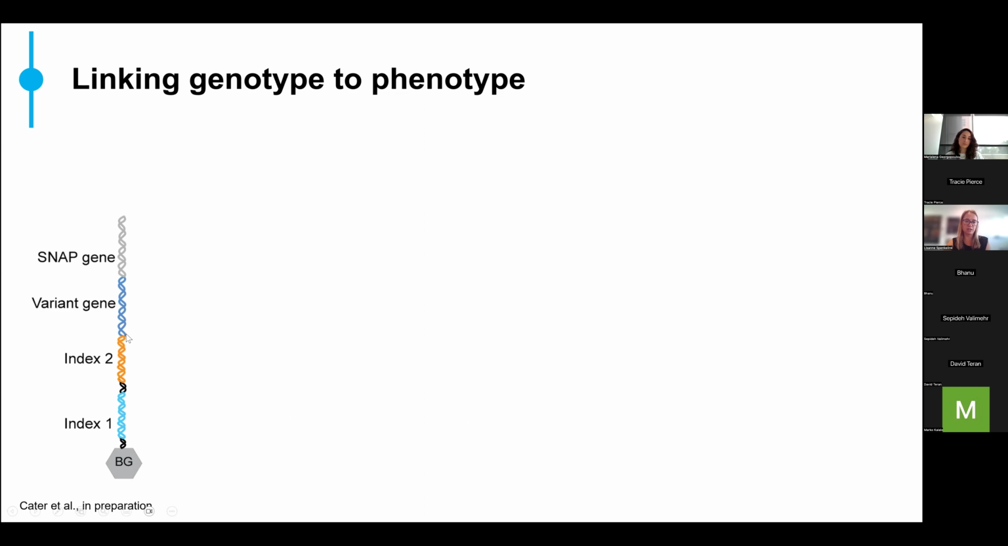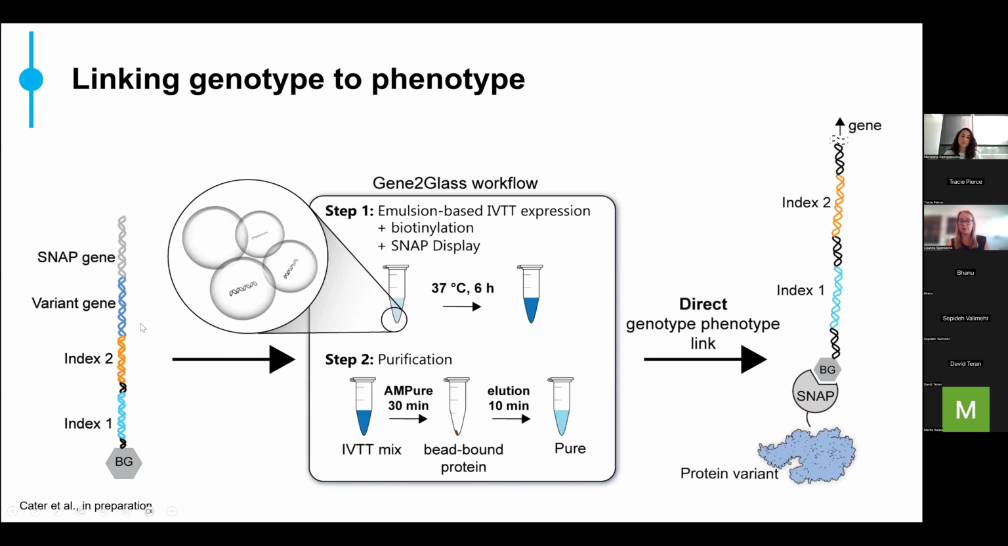So we design these gene constructs that have your variant gene. Within a library, this variant would always be different. Then we have the gene for a snap tag. And we also have these two indexes, which I will come back to later. And then we have a benzoguanine moiety at the end. So we can express this gene in an in vitro expression system, and that takes about a day all up. What happens is you express your protein variant and you express the snap tag. And the snap tag will immediately bind its ligand, which is the benzoguanine, and create a covalent link between the gene that the protein came from and the protein variant itself. So that is how we create this direct link between genotype and phenotype.